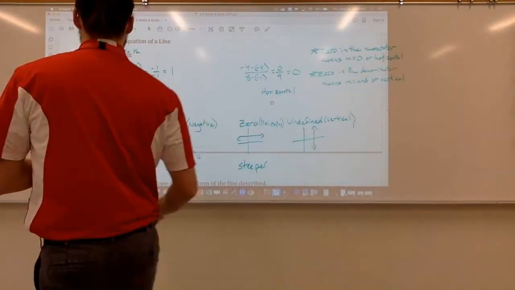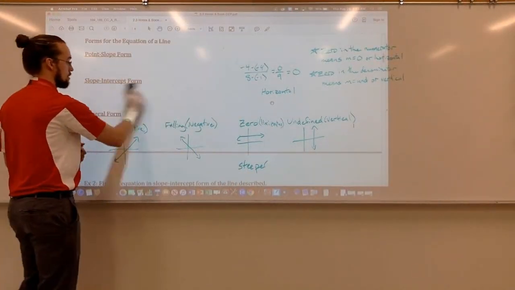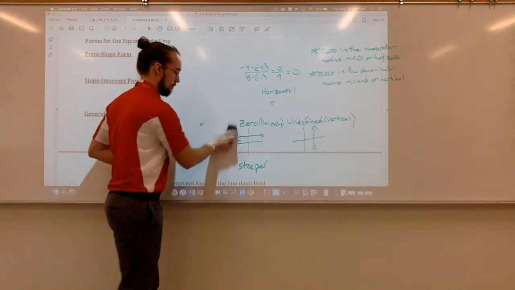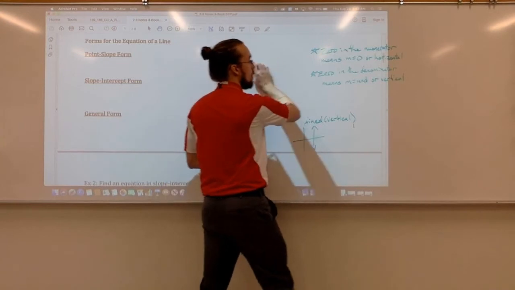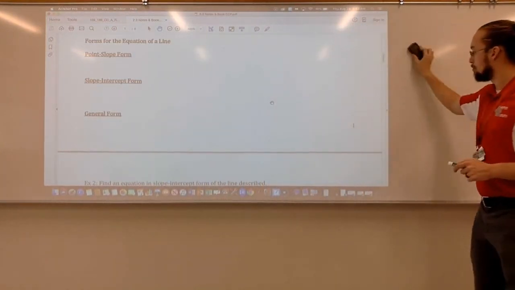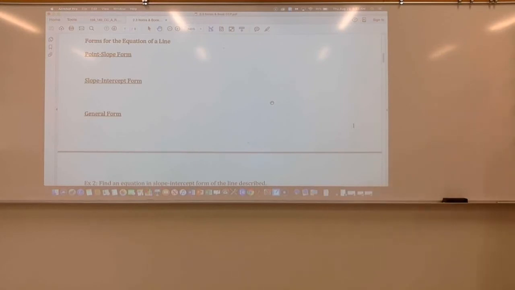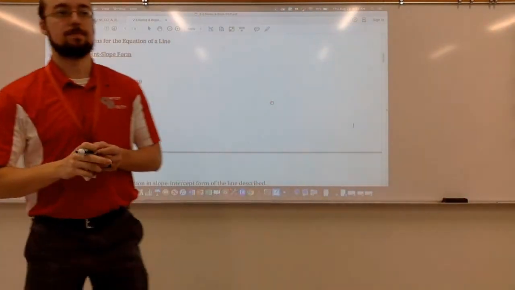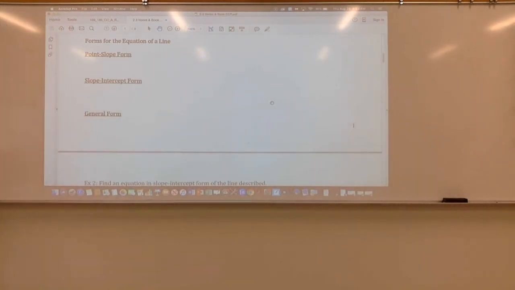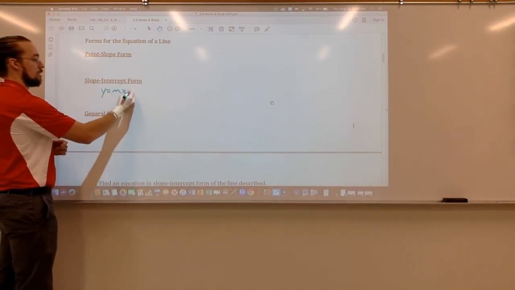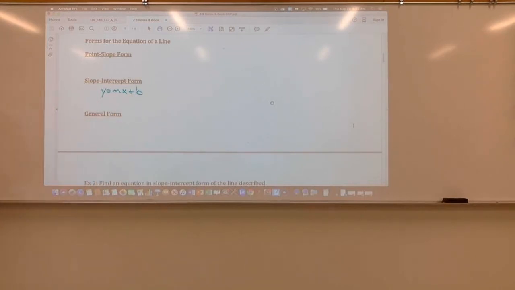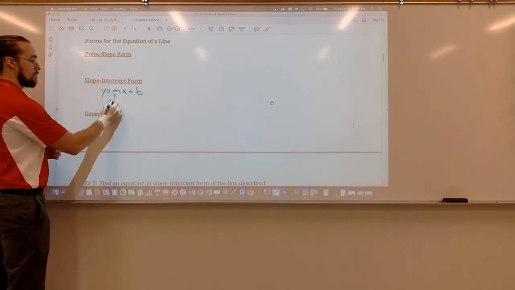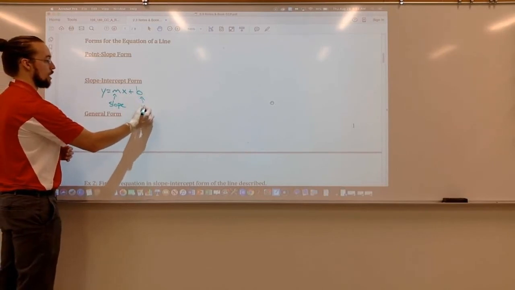All right, then let's move on to equations of lines. What is the point slope form of a line? Anybody remember the point slope form of a line? That's slope intercept. And slope intercept form of a line is y equals mx plus b, right? Where m is the slope and b is the y-intercept.